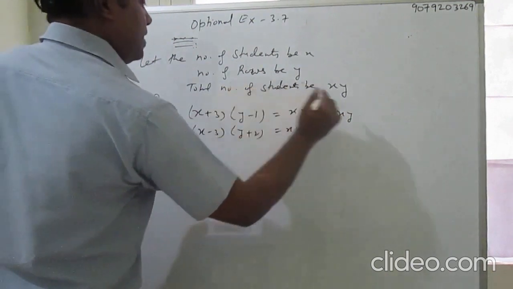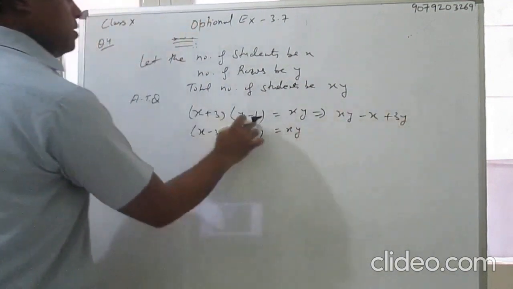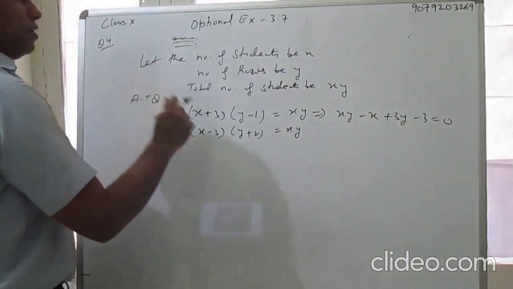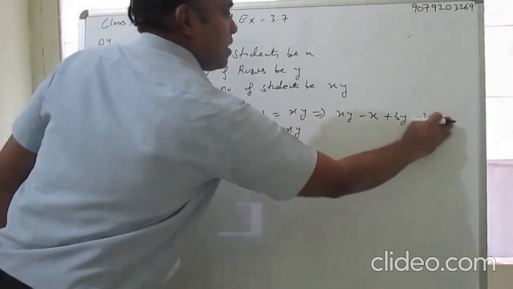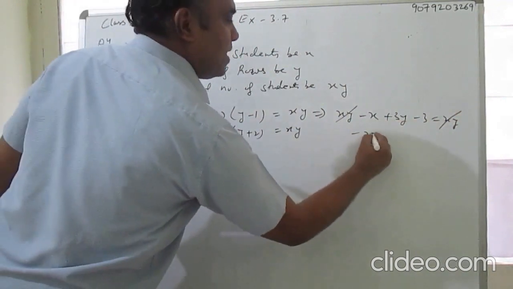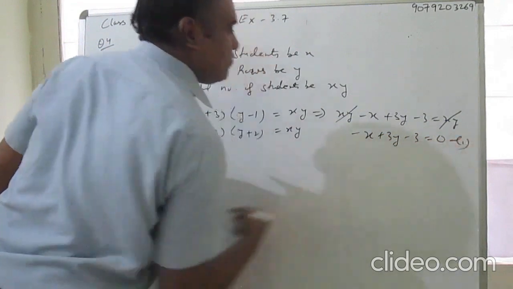xy minus x plus 3y minus 3 is equal to 0. Now this is equal to xy. The xy cancel out. Minus x plus 3y minus 3 is equal to 0. This is our equation 1.